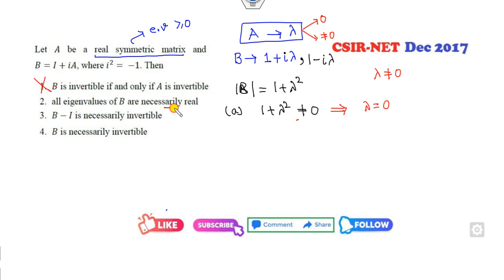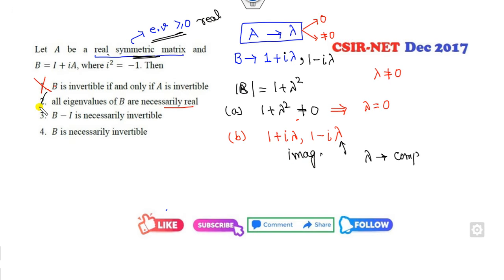All the eigenvalues are necessarily real. The eigenvalue of B is 1 plus this. When will this number be real? When lambda is a complex number. Fine. But lambda is real because it's a real symmetric matrix. All the eigenvalues are real. Therefore this number is imaginary. So all are necessarily real is cancelled.